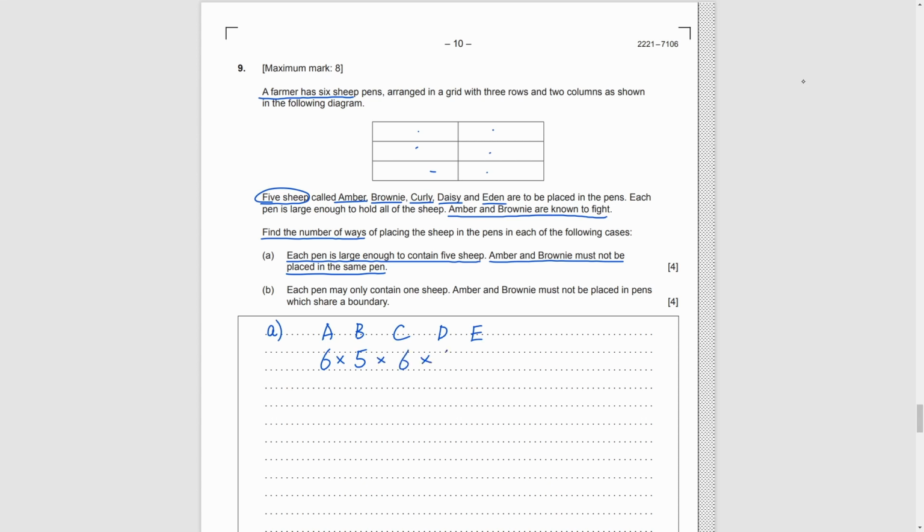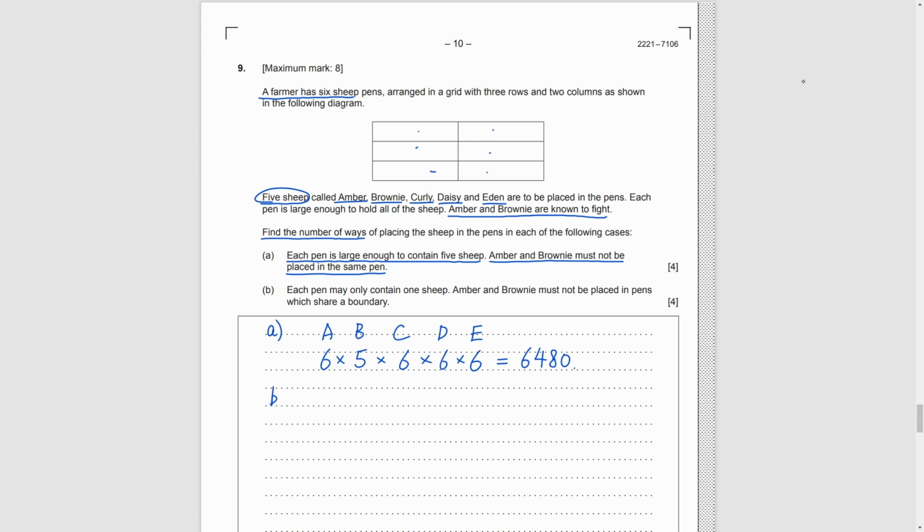For the other sheep, they are similar to the situation of A. Without any limitation, there are 6 choices for them. We multiply the number of choices together and we get 6480.